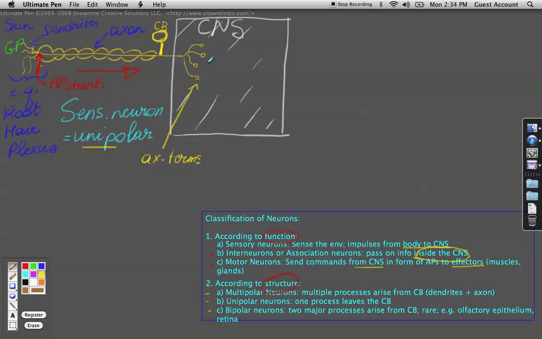Now, this particular sensory neuron typically will be synapsing with many interneurons, or at least one. I'm going to be keeping things a bit simple here, so I'm going to draw a couple of interneurons perhaps. And many of our interneurons are actually multipolar.